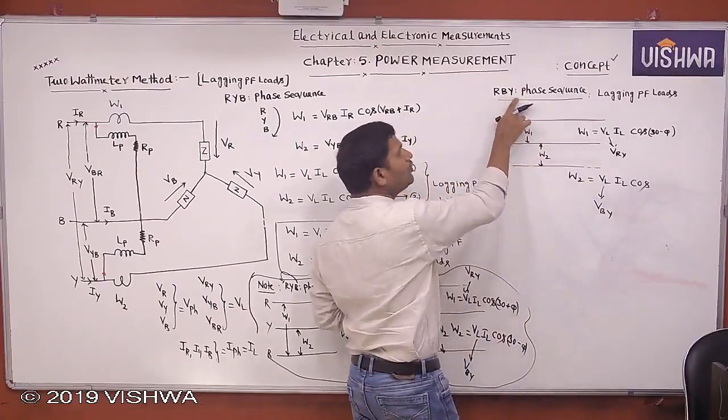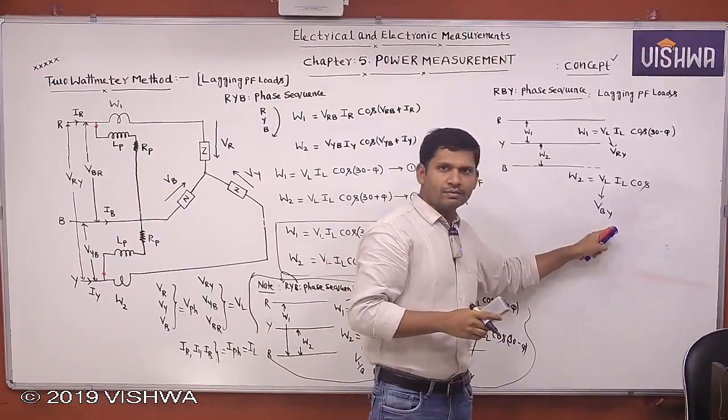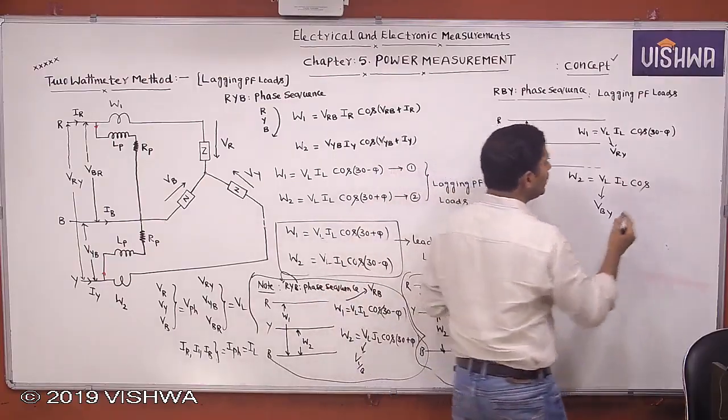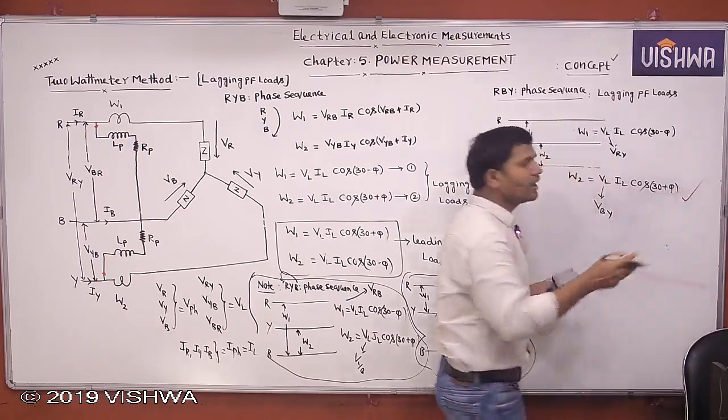After B, according to the phase sequence, what are you getting? Y. After B, Y. Then the phase sequence is followed, so you take 30 plus φ. Okay, like this you can write any wattmeter reading.